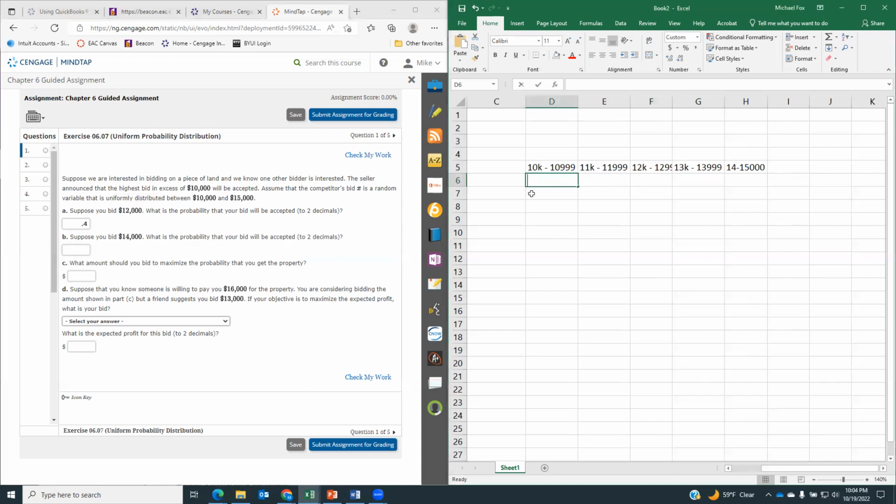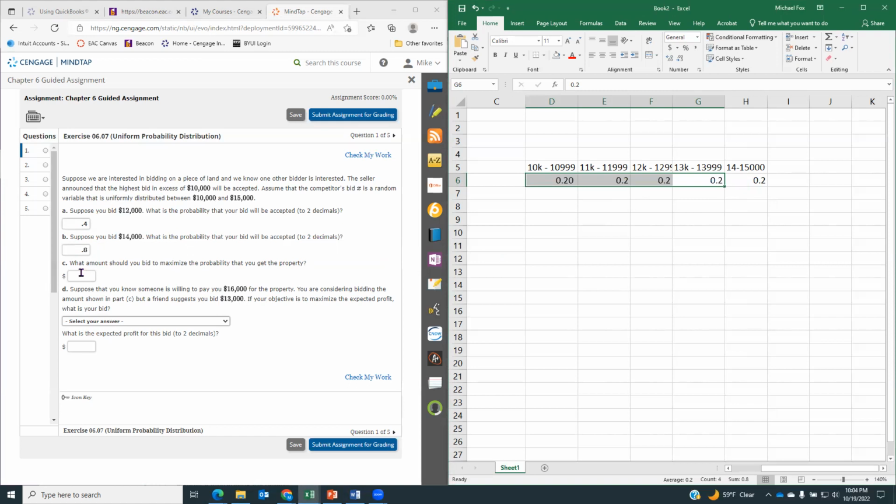So when it's uniformly distributed, that means there's an equal chance of any of these happening. Then to find the probability of less than a given point is just the sum of the probabilities of the points below it. All right, so suppose you bid 14,000. What's the probability your bid will be accepted? If I bid 14,000, then there's an 80% chance, or 0.8, that the other bidder will bid less than me, so mine will be accepted.